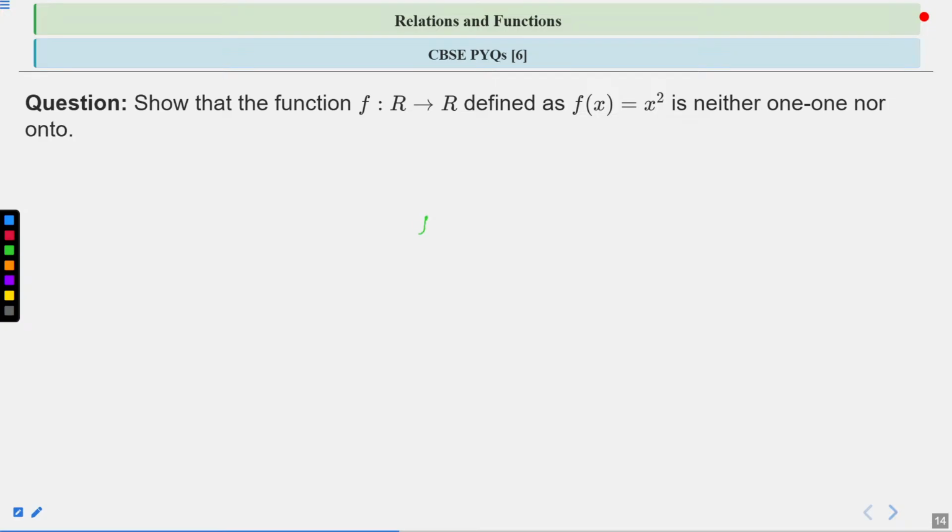A one-one function is if f(x1) is equal to f(x2), clear? This implies x1 should be equal to x2, right? Then we can say that it is a one-one function. And for an onto function, if codomain is equal to range, we can say that the function is an onto function, right?